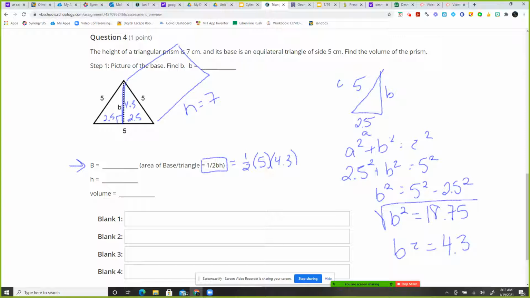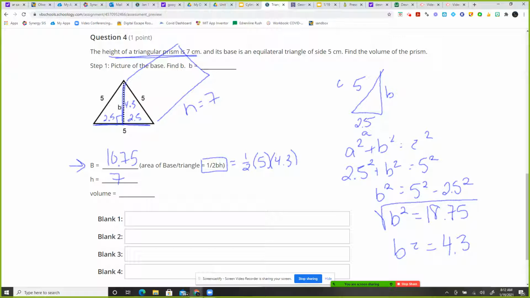Remember, we can find the height of an equilateral triangle by dividing it into 2 right triangles. If this base is 5, then half of that is 2.5. So what is 1/2 times 5 times 4.3? I got 10.75. That's what I got too. Anybody else get that? 10.75? Yeah. Sweet.